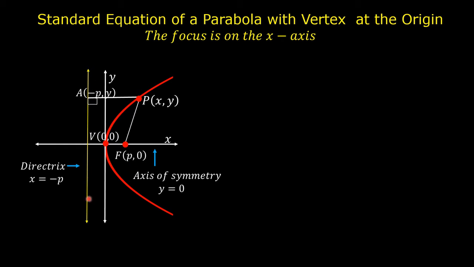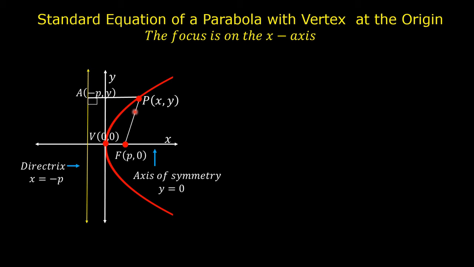This yellow line is the directrix. The equation of the directrix is x equals negative p. Point A is a point on the directrix. It has coordinates (negative p, y). The x-axis is the axis of symmetry. The equation of the axis of symmetry is y equals 0. Point P with the coordinates (x, y) is a point on the parabola. It represents every point on the parabola.